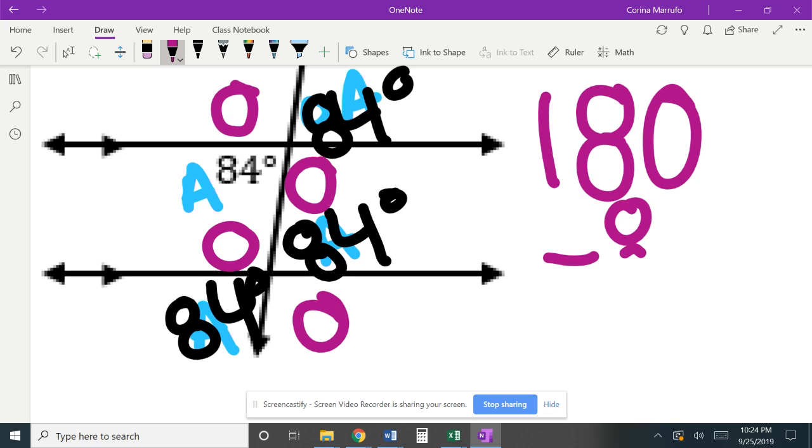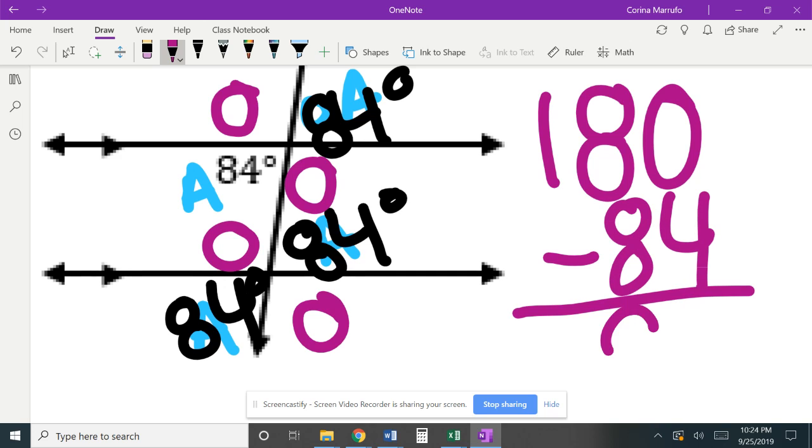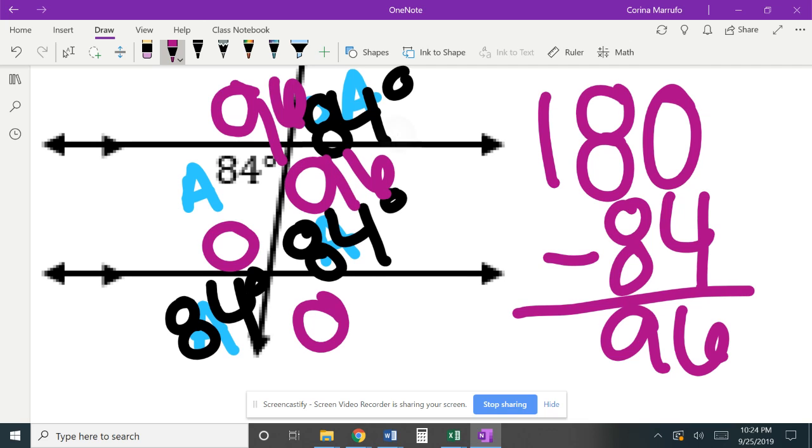We're going to subtract 84. And that is going to give me 96. So all of these that are my obtuse angles are 96 degrees. So I'm actually going to change that into a 96, 96, and 96.